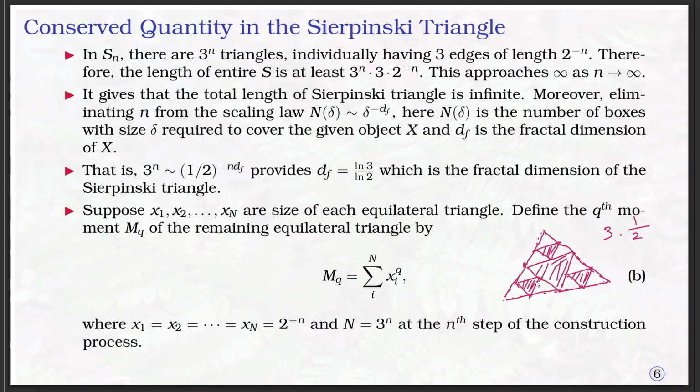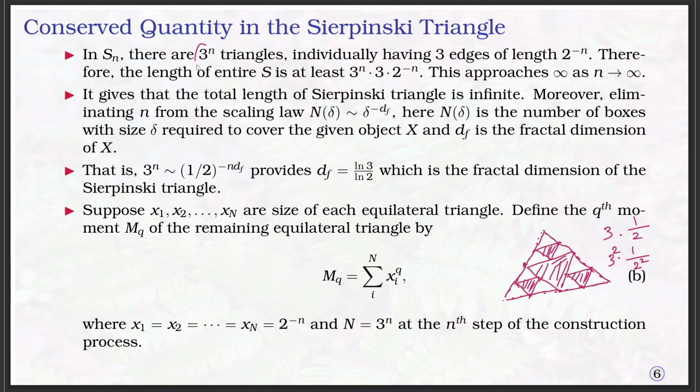Now here, 3 triangles of length 1 by 4. That means 3 power 2 triangles, that is 9, of length 1 by 2 power 2.